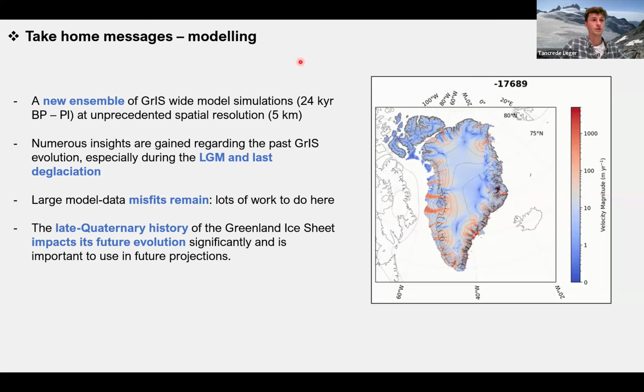And last but not least, one of the messages to take home is that the late Quaternary history of the Greenland ice sheet impacts its future evolution significantly and is thus important to use in future projections.